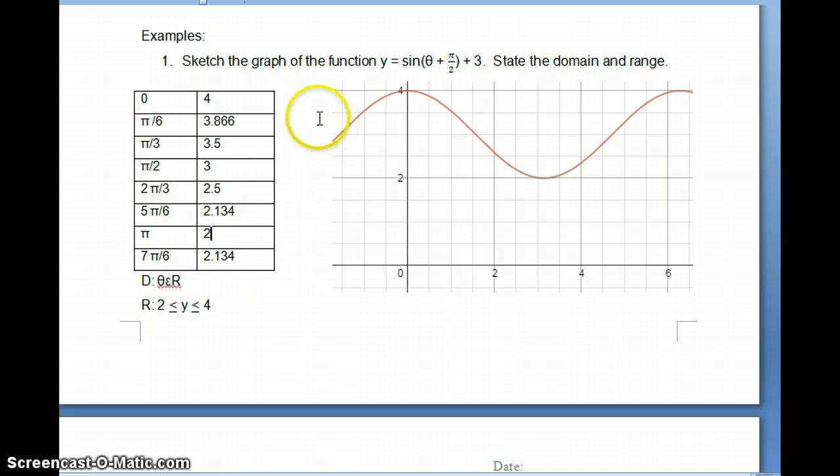Now looking at our graph, you see this is our sine curve. Hopefully yours will look something like this. So, some key points.